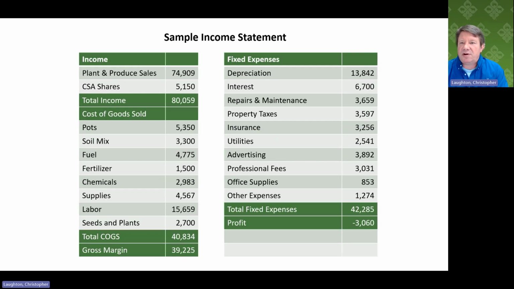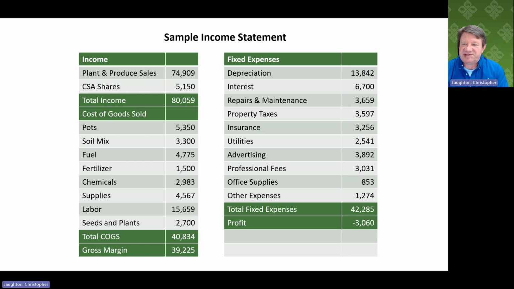Here is a more in-depth income statement. And so again, we're getting back to Chris's greenhouse. So we have plant and produce sales. He grows hanging baskets, bedding plants, and some vegetables in his hoop house. So we have let's say $75,000 in plant and produce sales. At the beginning of the season, he sold some CSA shares, $5,000 worth. So that gives us total income of $80,059.